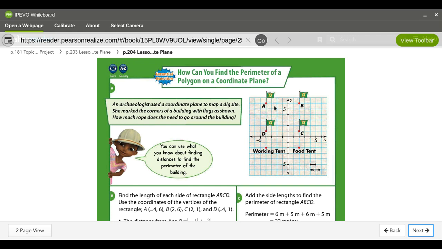So the vertices are where two lines intersect. So here's my vertex A, vertex B, vertex C, vertex D. How much rope does she need to go around the building? So again, looking at perimeter, we're looking at around the building. Perimeter is around. Okay, so we're going to use what we know. We're going to use that absolute value.